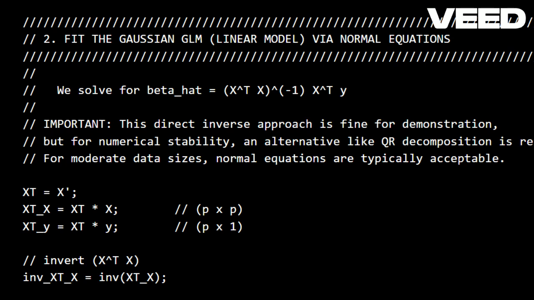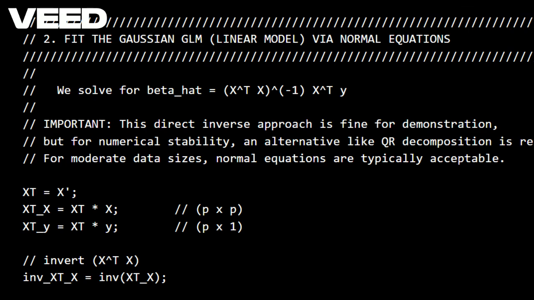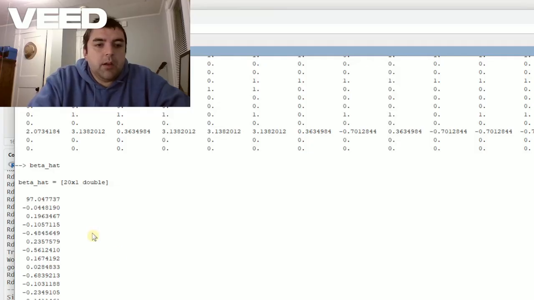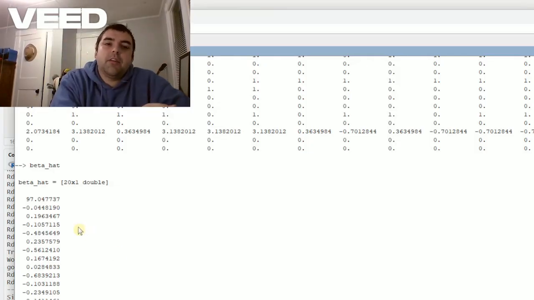So x transpose is right there. That's where you just take your matrix and you flip it 90 degrees. And then you have to take the inverse of x transpose times x right there, and so on. And then you compute the beta estimates. In SciLab, there you can see it's predicting these numbers.